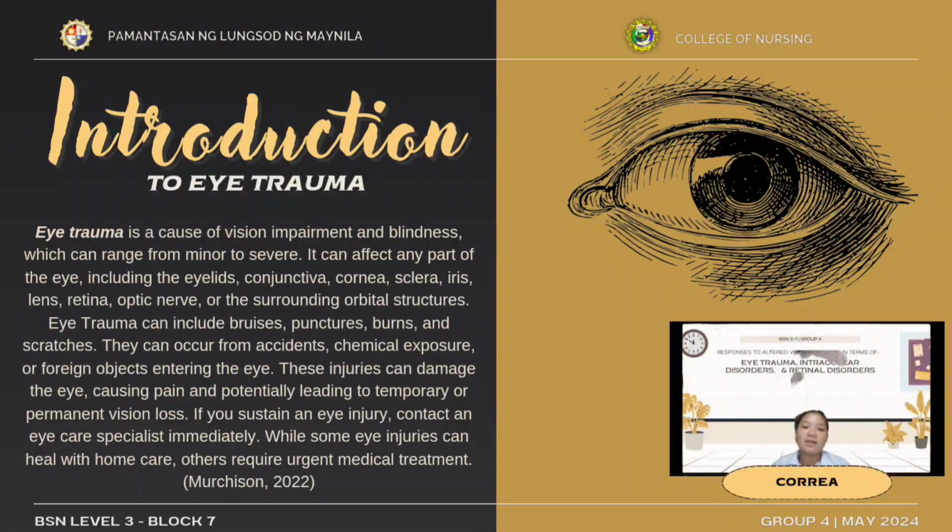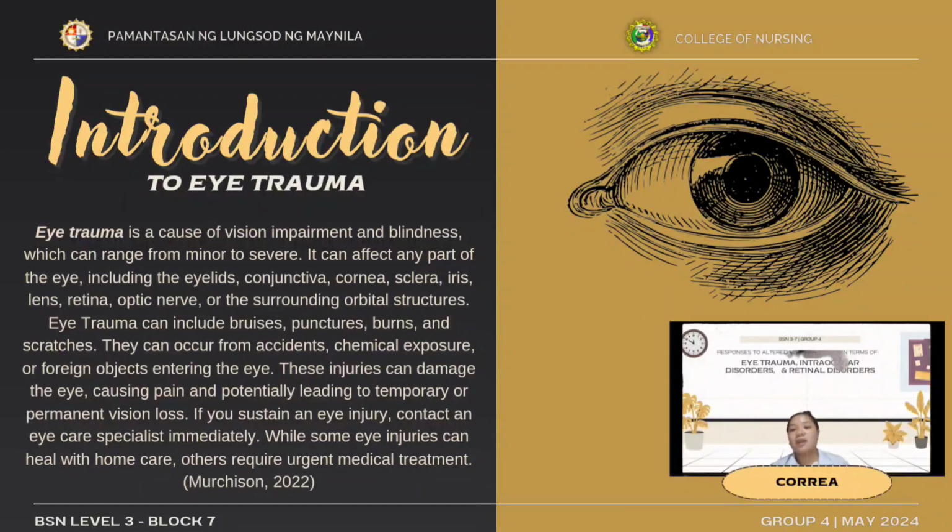So, eye trauma is a cause of vision impairment and blindness in our patients. It can be minor or severe. It can affect any part of the eye, including the eyelids, conjunctiva, cornea, sclera, iris, retina, and optic nerve, and also the surrounding orbital structure of the eye.